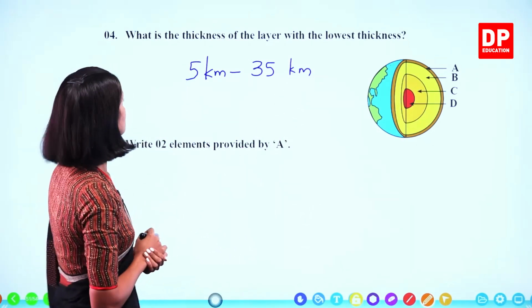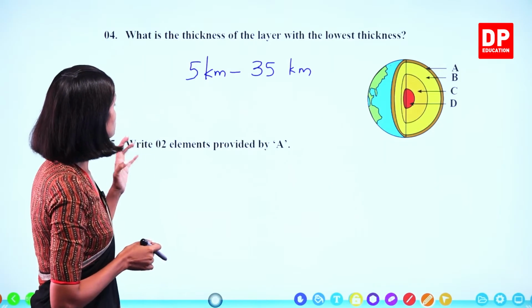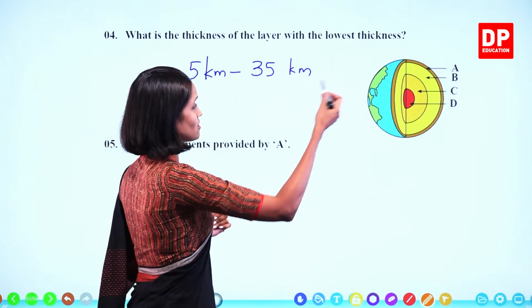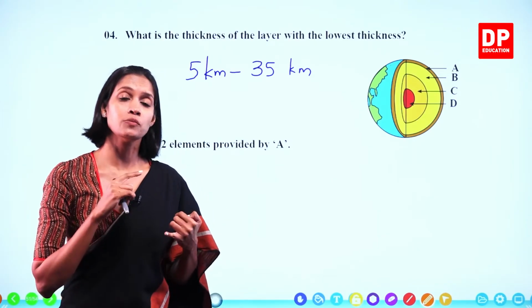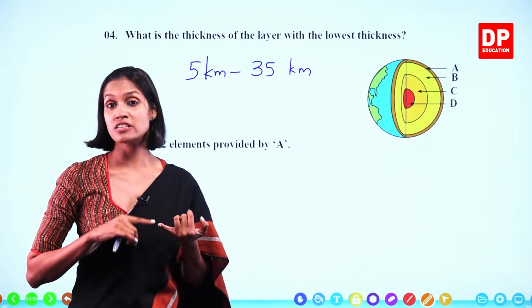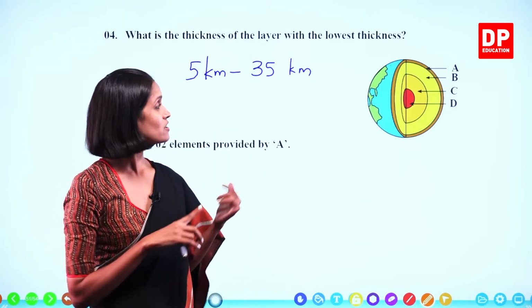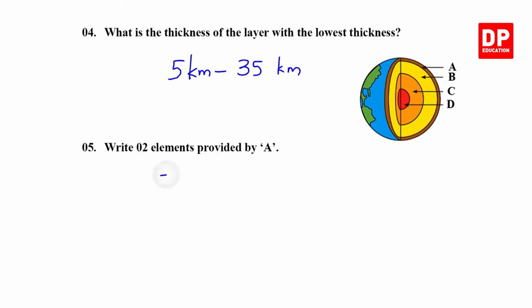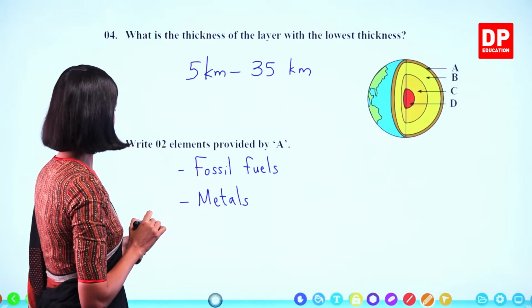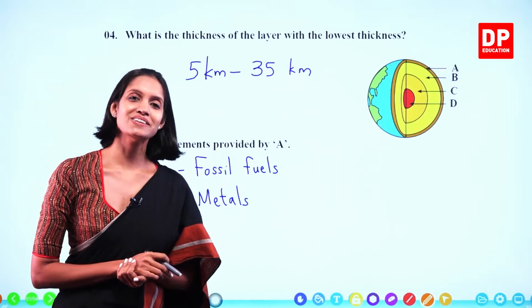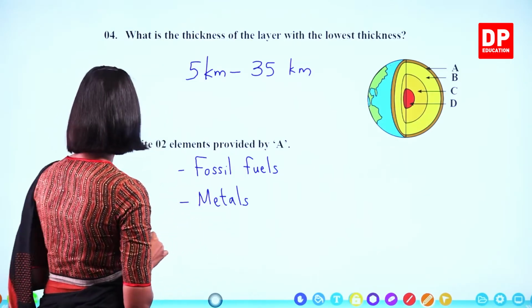Right, children? The next one. Write 2 elements provided by A. 2 things provided by A. It provides fossil fuels, it provides construction materials, and it provides metals. We can write 2 elements. Fossil fuels, metals, and you can write the rest as well. Right, children? We'll move on to the next.